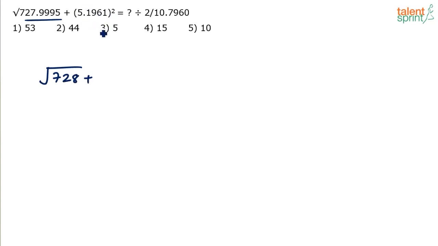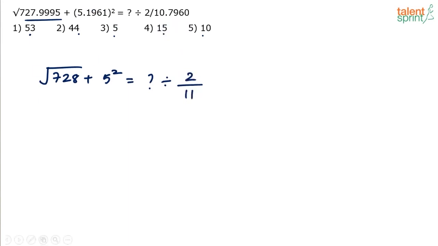Now I am okay taking it as 5 square here, since the options are not very close to each other. If the options had been very close, like 44, 43, 42, 41, 39, then we should have taken this as 5.2, right? But in this case, I think we can consider it as 5 square, which is equal to question mark divided by 2 by 10.7960. Now 10.7960 can be approximated as 11.